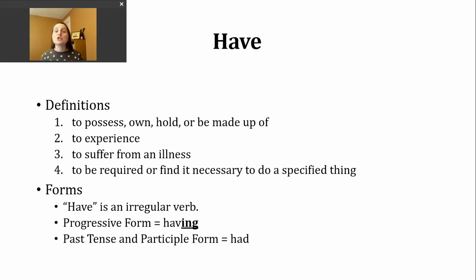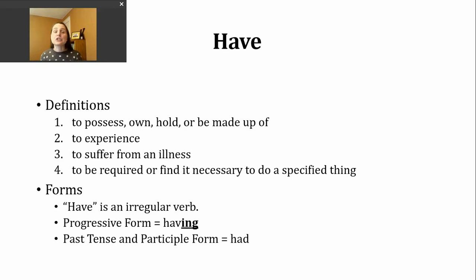So the first way you might hear the verb have used is to mean to possess, own, hold, or be made up of. So if you think of possess, own, or hold, here you might think of relationships. So someone saying a sentence like, I have one brother. You might inquire if your friend has a pencil, right? Are you holding this on your person right now?